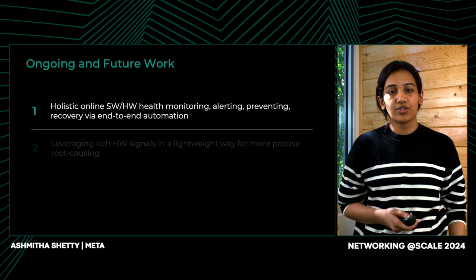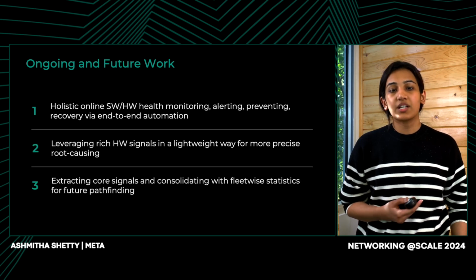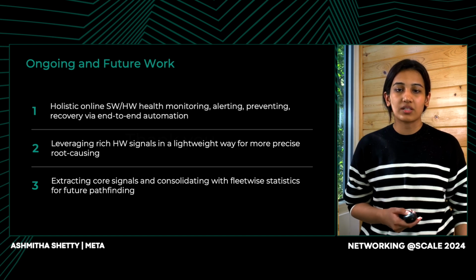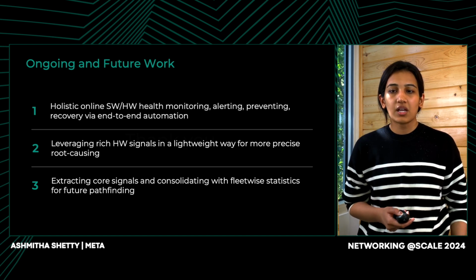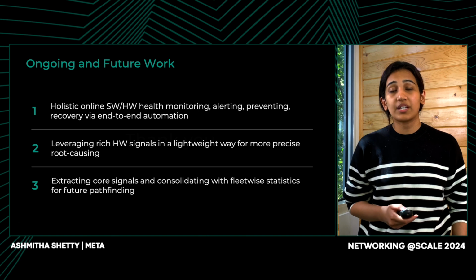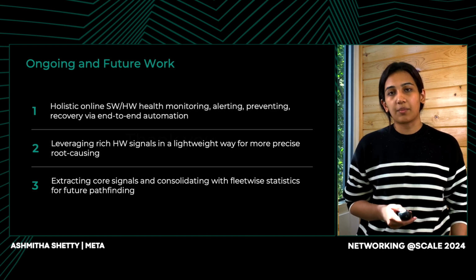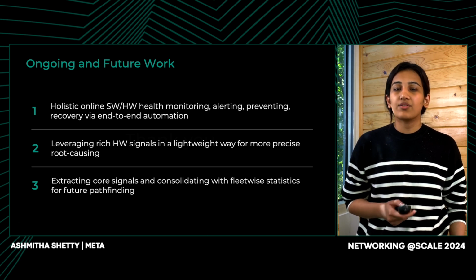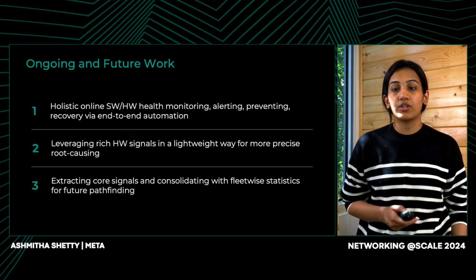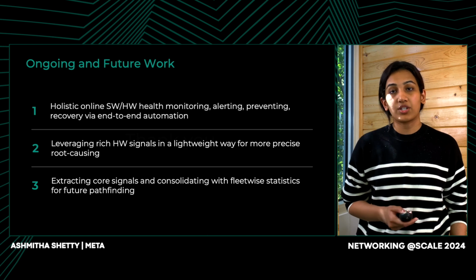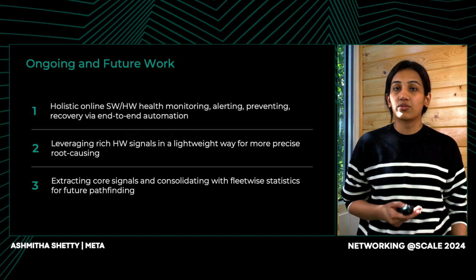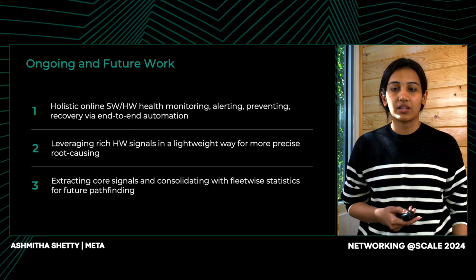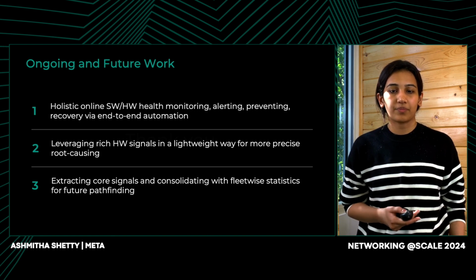Some of the ongoing and future work in this area: we are still continuing to build a more holistic and fully online end-to-end automation system that can not only detect anomalies, but can automatically alert, mitigate, and recover from issues in real time while having minimal impact on our production jobs. Secondly, traditional hardware signals still give us a rich and precise signal regarding our machine health, but we are looking into ways to integrate these signals to gain a much more comprehensive understanding of our system health in a very lightweight and automated way.